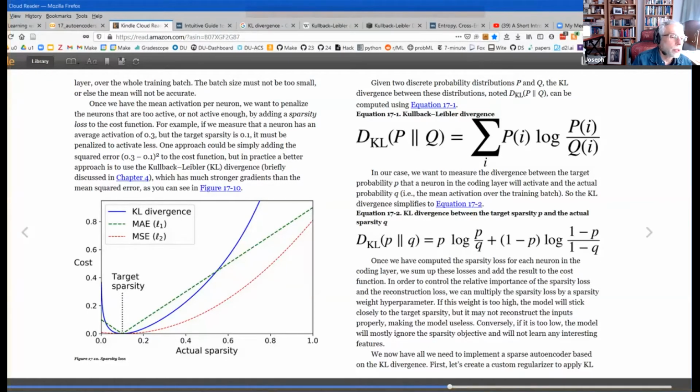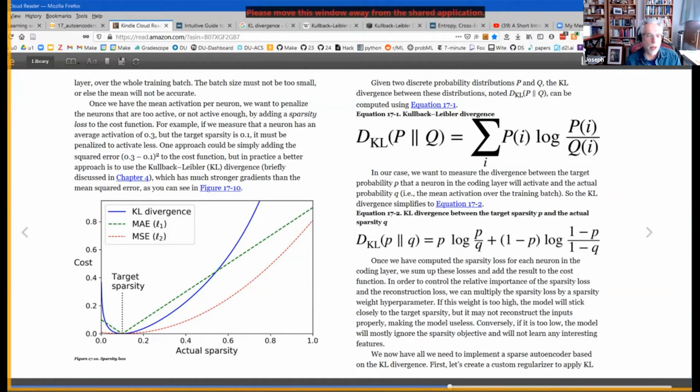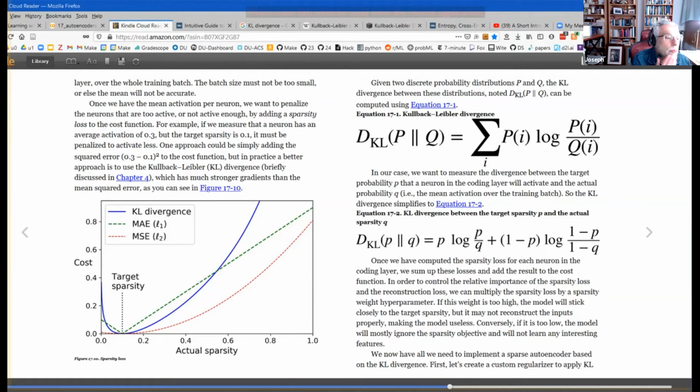Anyway, so you can see that the blue curve is the KL. It's called the KL divergence, the Kullback-Leibler divergence, and we'll learn about it. It's a bit of a mathematical topic to look at. So he shows that against the L1 and the L2, and he shows this curve showing why the KL divergence is better, because it penalizes sparsity more than the L1, than the mean absolute error.